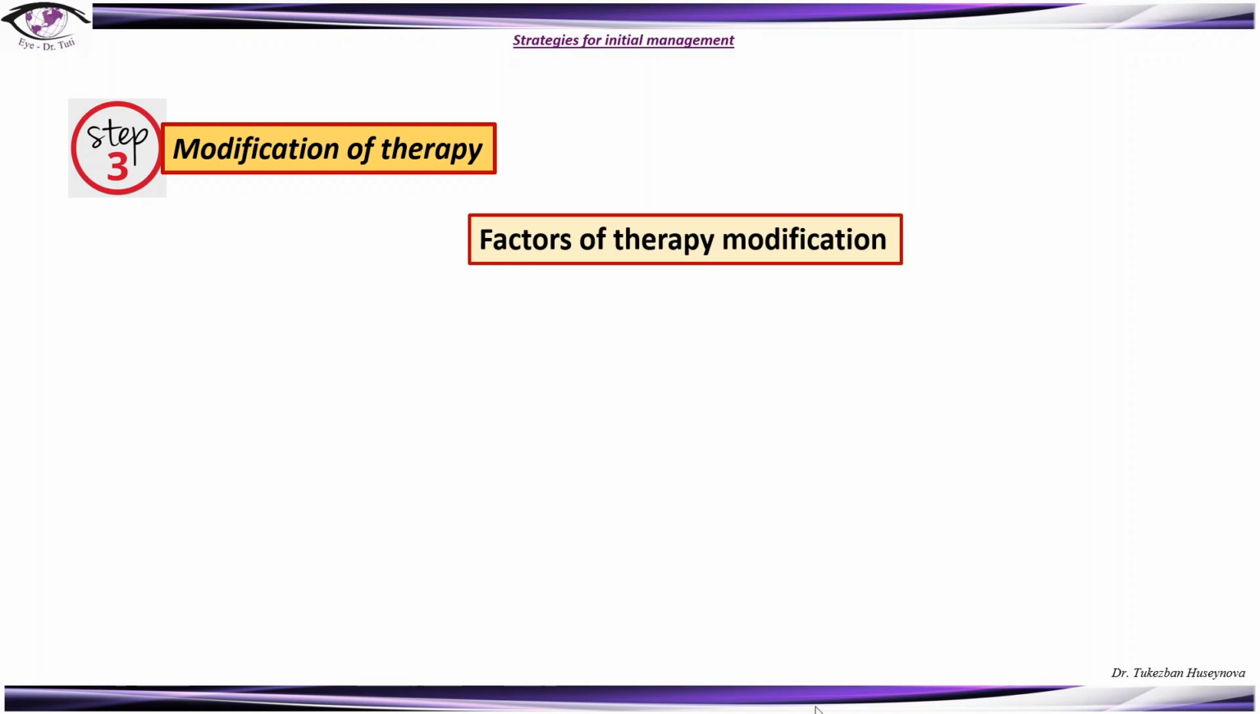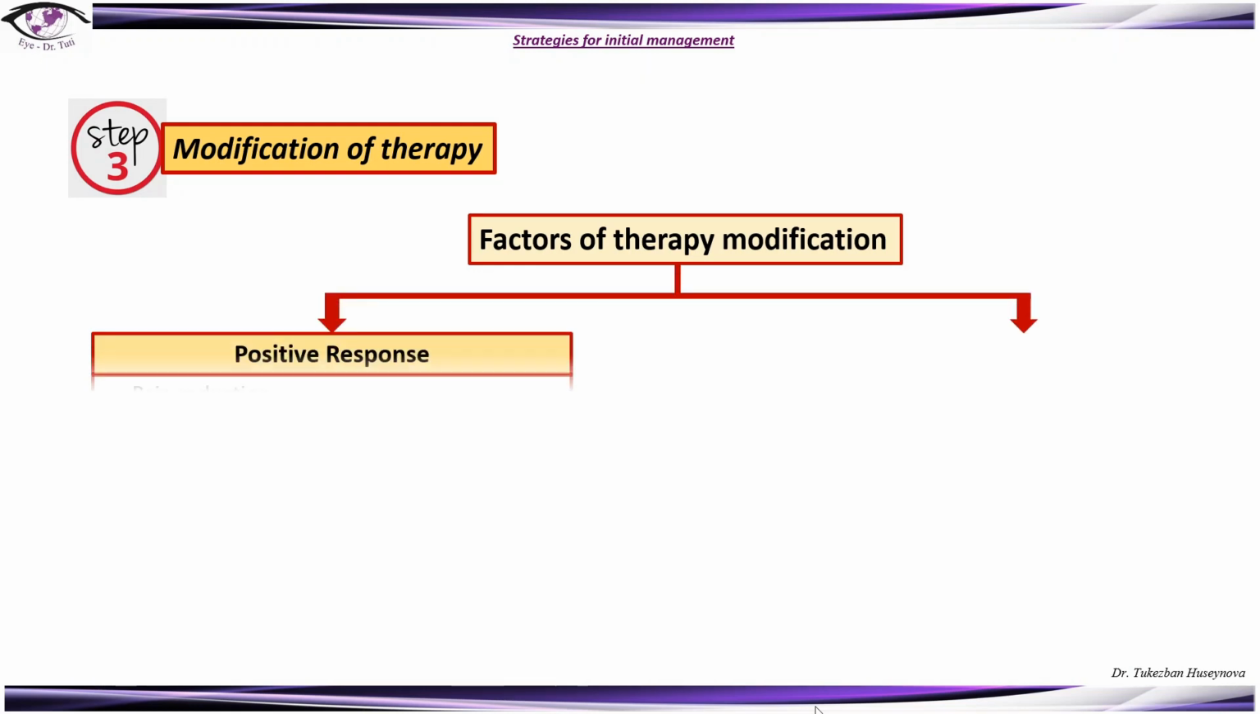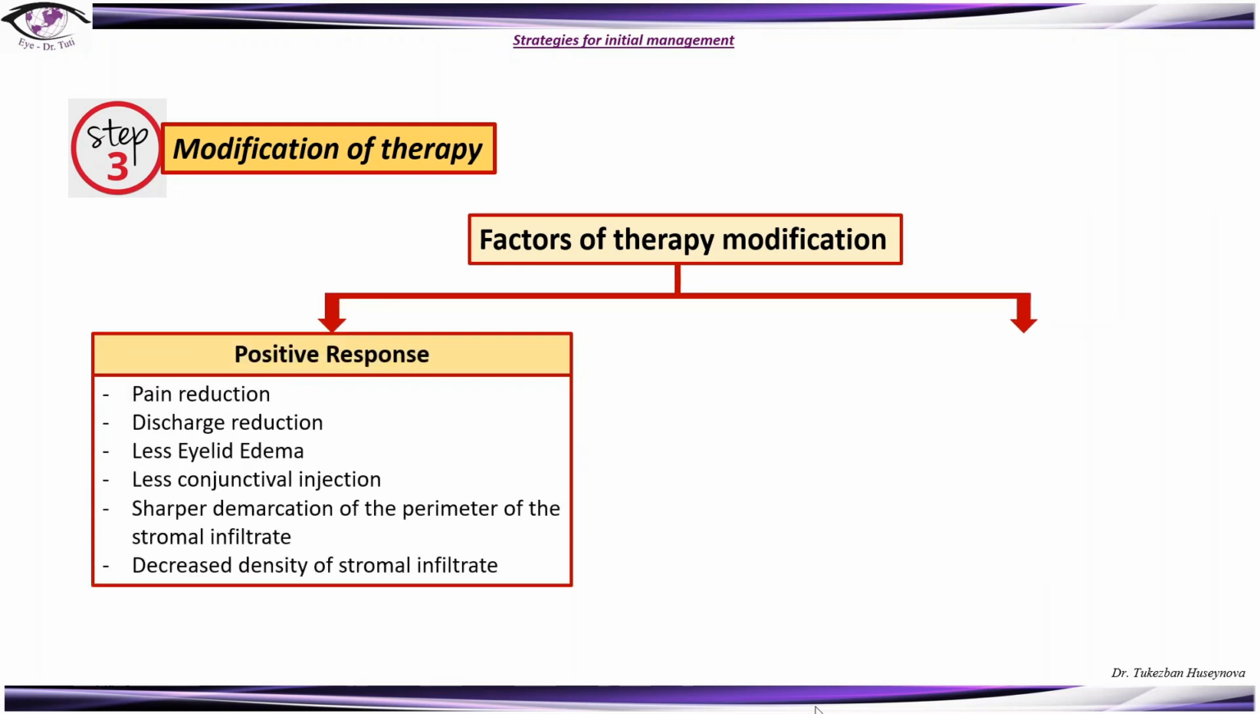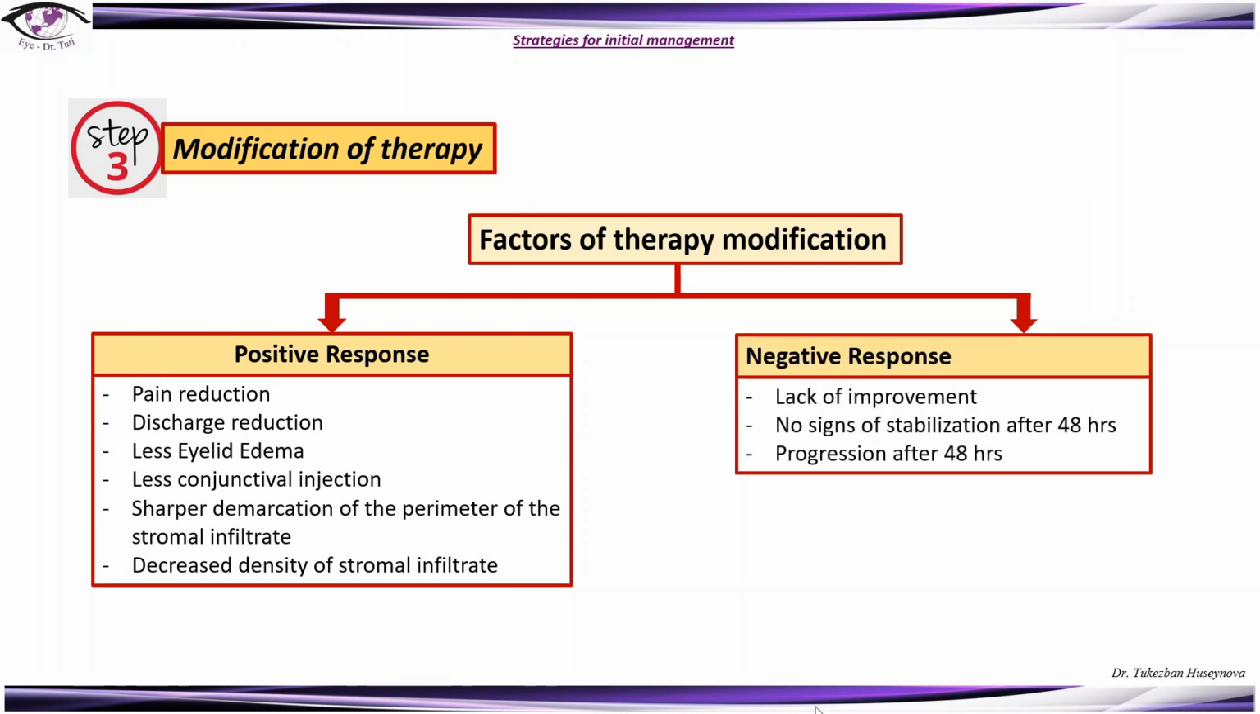The third step of your strategy is modification of therapy. There are some factors for therapy modification. Those factors include positive response and negative response. A positive response is when you have pain reduction, discharge reduction, less eyelid edema, and less conjunctival injection. So, a clear clinical improvement after your therapy.